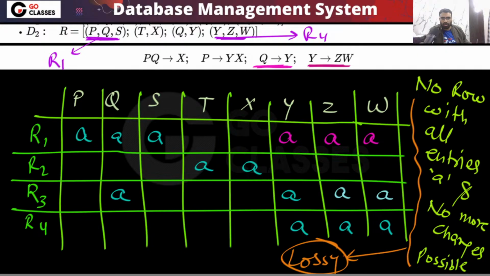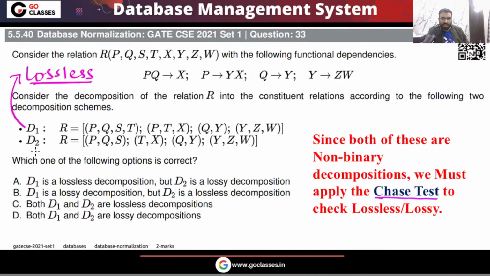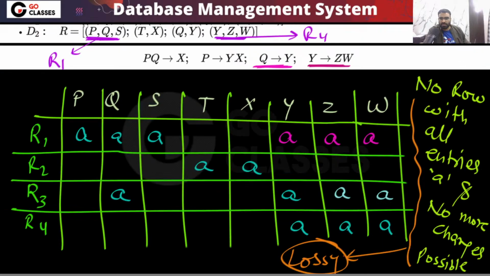Okay, so that's it. Finally I can say that our decomposition D2 is lossy and D1 is lossless. So the answer will be D1 is lossless, D2 is lossy. The question is asking for the correct statement, so option A will be the answer. Like this you can solve this question. I hope you understood.